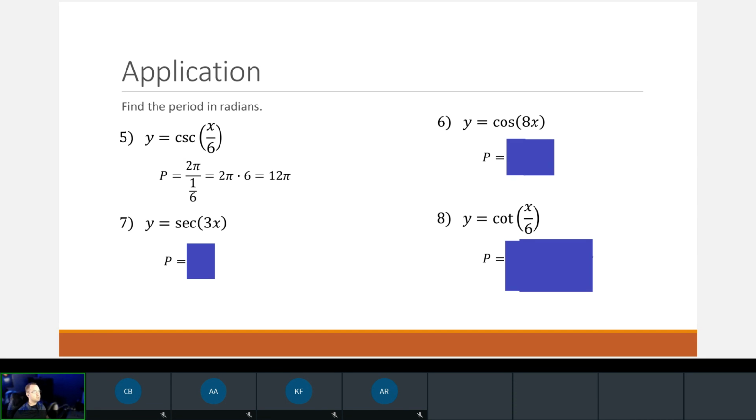All right, so number 6. What is the period of number 6? Pi over 4. So we plug the k value in, which is 8. And yep, we get pi over 4. So let's go ahead and type it into GeoGebra.